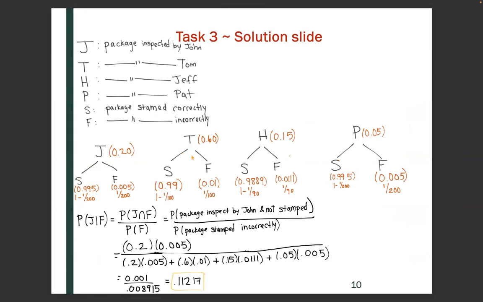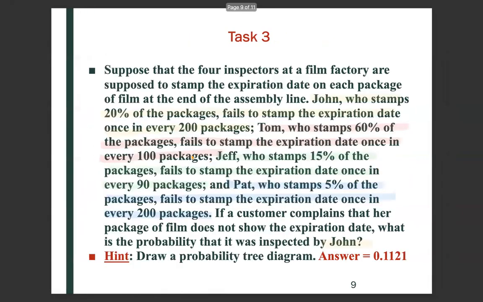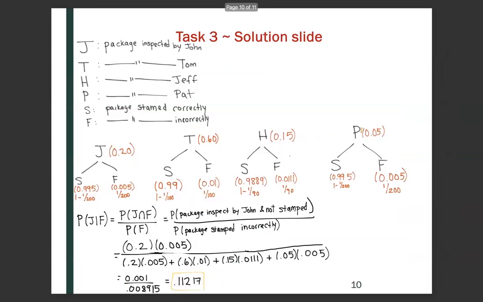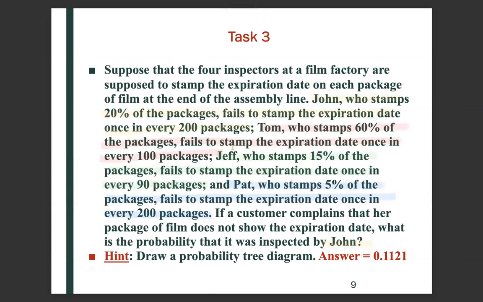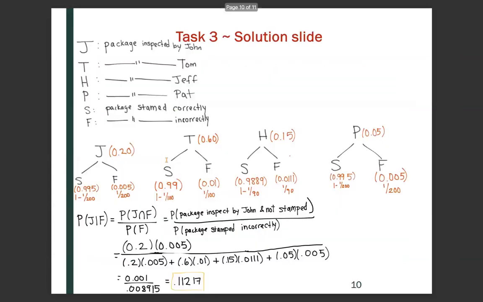So next is Tom. So Tom stamps 60% of the packages. So here, that's 60% of the packages. And of those 60%, he fails to stamp the expiration date once in every 100 packages. So 1/100 is going to be this F event under Tom, and 1 minus 1/100 is 0.99.